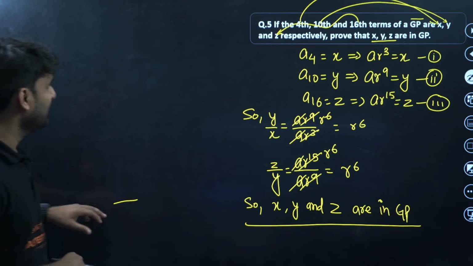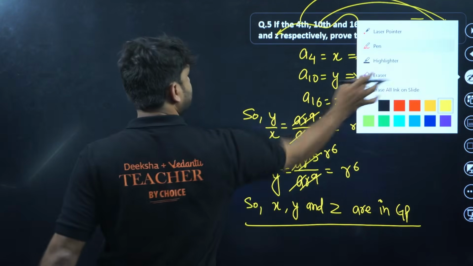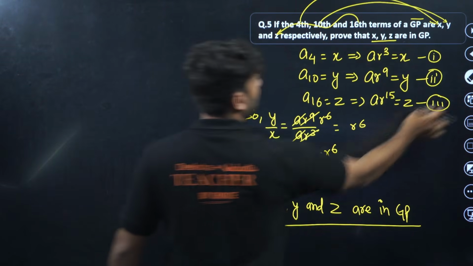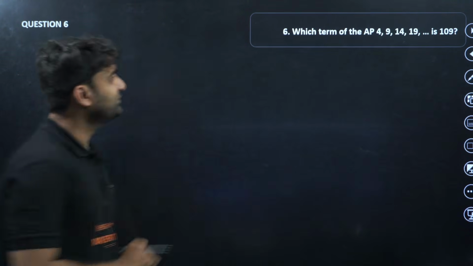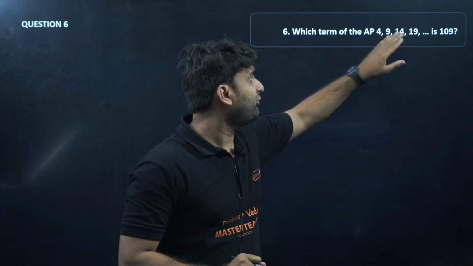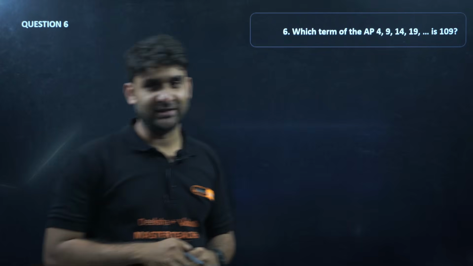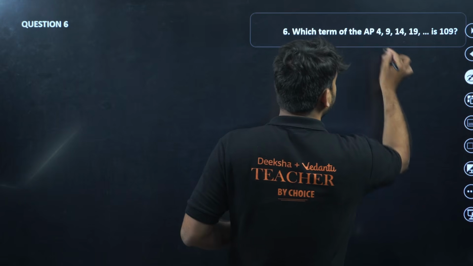Moving ahead. Okay, moving to the next question, question number 6. Which term of the AP 4, 9, 14, 19 is 109? So we have an AP given here.